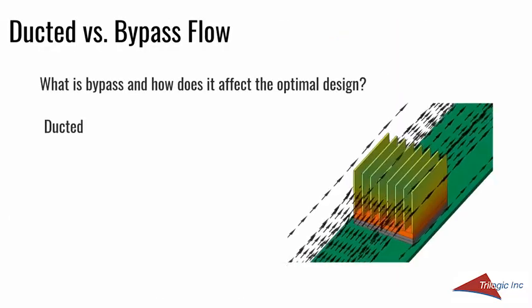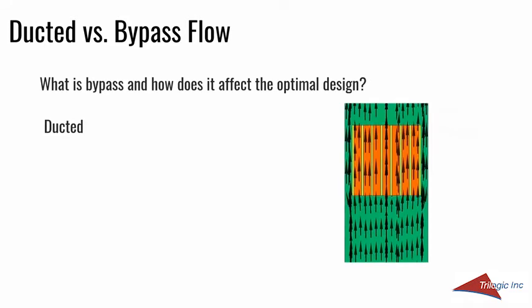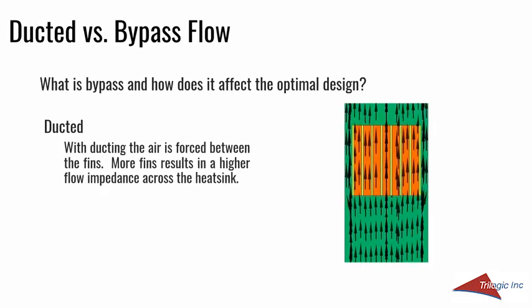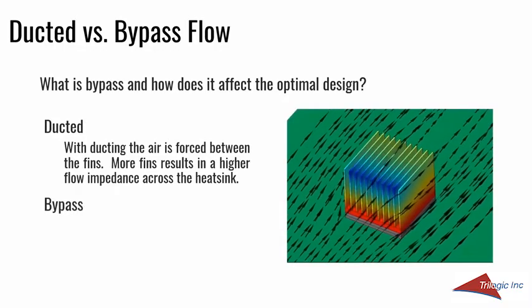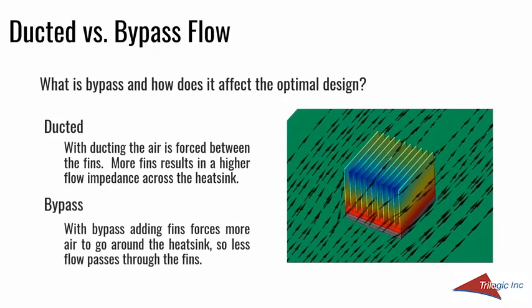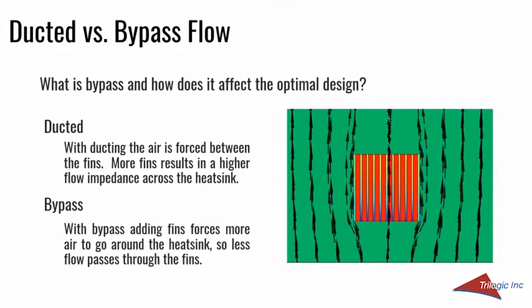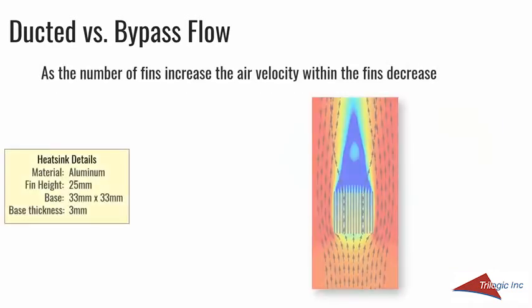Next thing I'd like to talk about is ducted versus bypass flow. So what is bypass and how does it affect the optimal design? With ducting, the air is forced between the fins, so more fins result in a higher flow impedance across the heatsink. With bypass, adding fins forces more air to go around the heatsink, so less flow passes through the fins. So that's what we're talking about, ducted versus bypass.